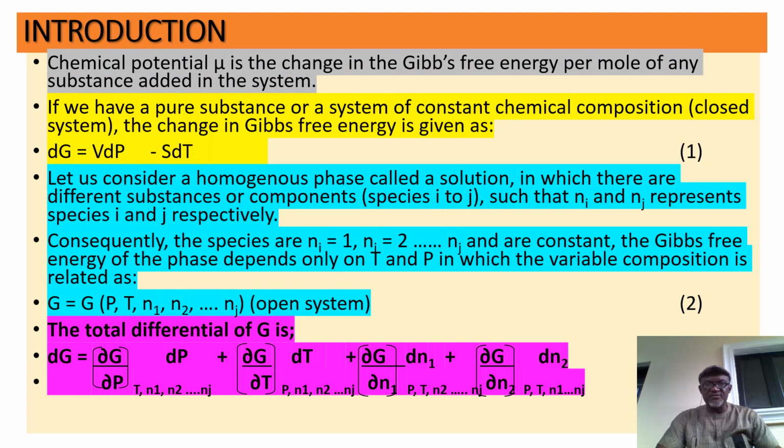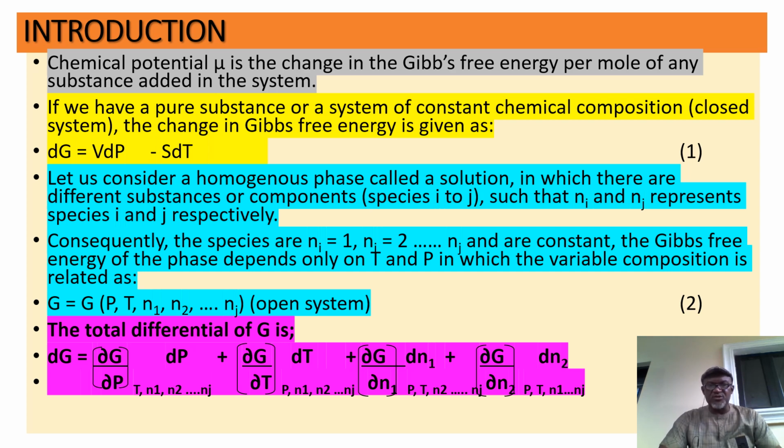Chemical potential, represented as mu, is the change in Gibbs free energy per mole of any substance in the system. If we have a pure substance or a system of constant chemical composition, that is a closed system, the change in Gibbs free energy is given as equation 1, dG equals V dP minus S dT. Of course, it's the same, we can turn it: dG equals minus S dT plus V dP, still the same thing.